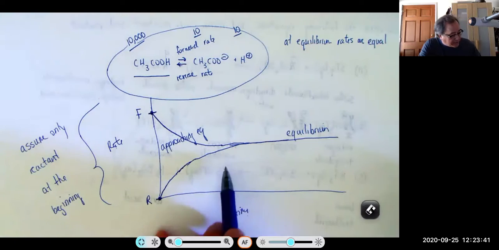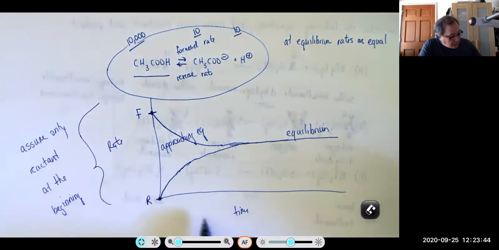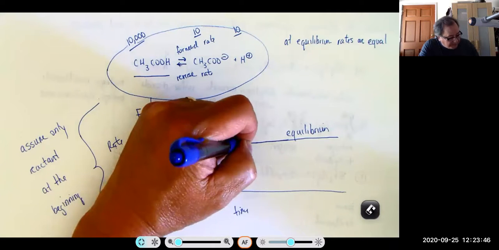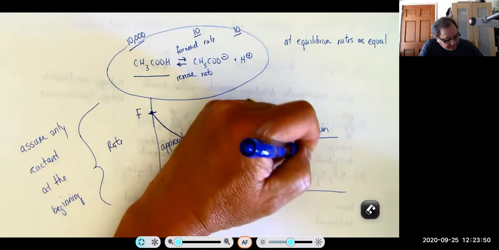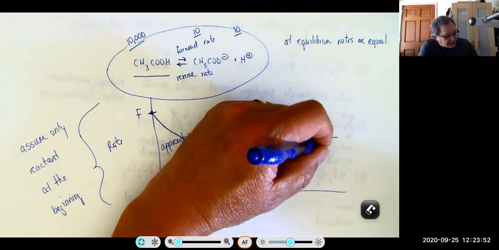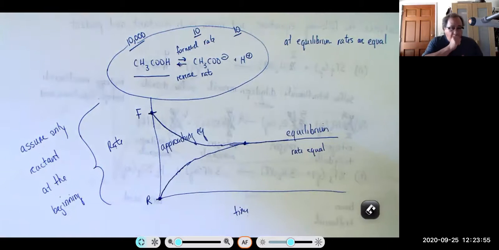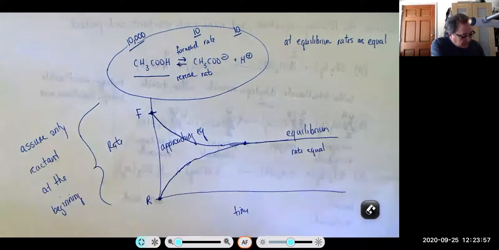So here, when we look at this time graph, over time, there will be a point in time when the rates are equal. And that's called equilibrium.